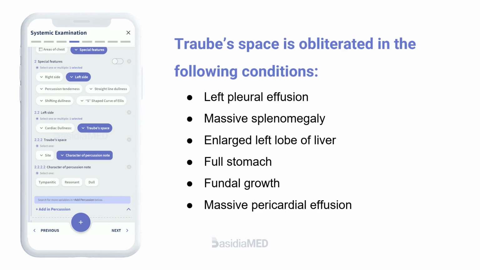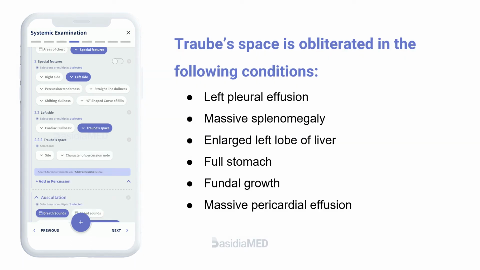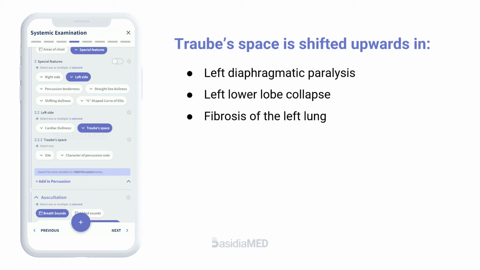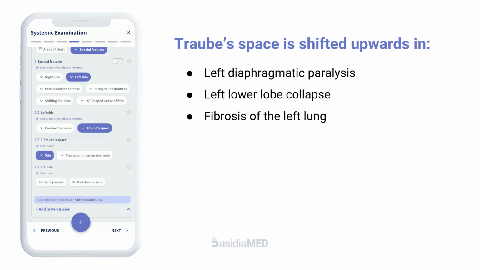Traub space is obliterated in the following conditions: left pleural effusion, massive splenomegaly, enlarged left lobe of liver, full stomach, fungal growth, and massive pericardial effusion. Traub space is shifted upwards in left diaphragmatic paralysis, left lower lobe collapse, and fibrosis of the left lung.